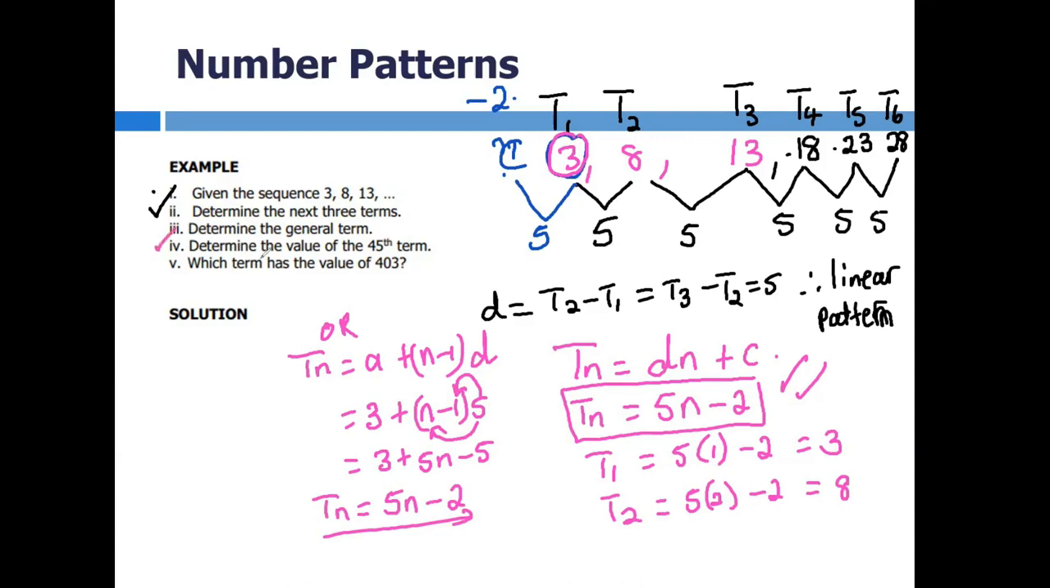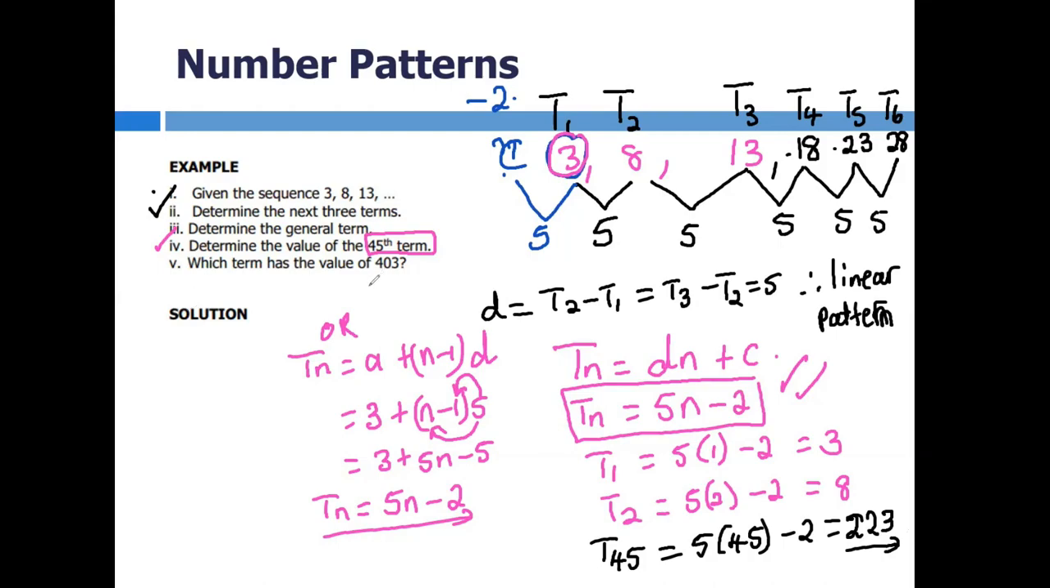Right. Now the next question says, find the value of the 45th term. So wherever we see n, we want to replace that with 45. So we are going to go T45. Who is giving me this one? 5 times 45 minus 2. Using your calculators, guys, go, go, go. 223. Thank you, Jaden. Thank you, Timbo. Thank you, Faith. 223. Right, we have found our answer.